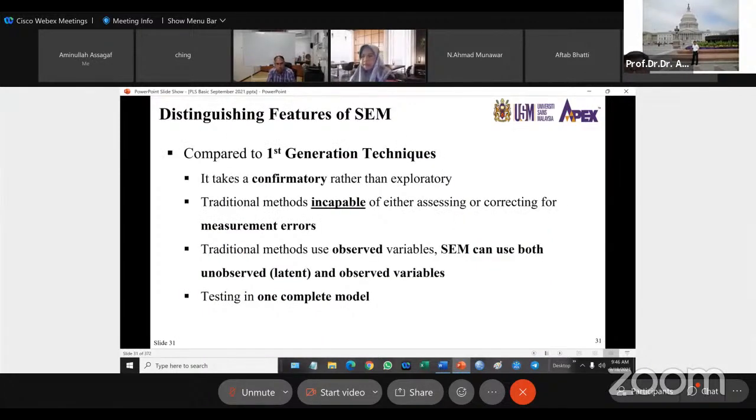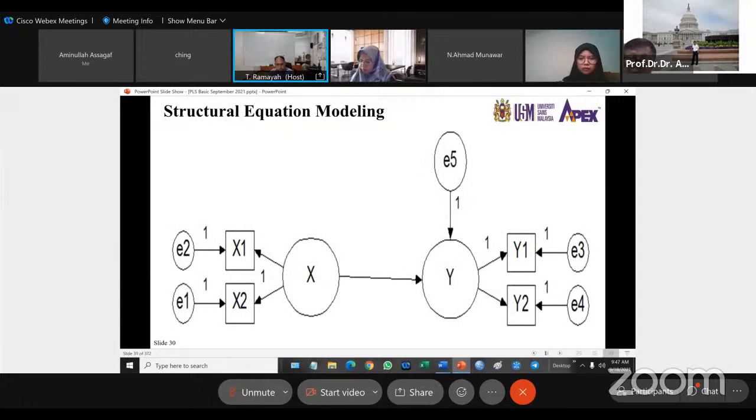So these are some of the differences between your first generation and second generation analysis. When we run factor analysis in the first generation analysis, we call them exploratory. Why do we call them exploratory? When you run factor analysis in SPSS, you take these items and put them in an analysis. The software will decide how many factors you get, and it will also decide which item goes into which factor.